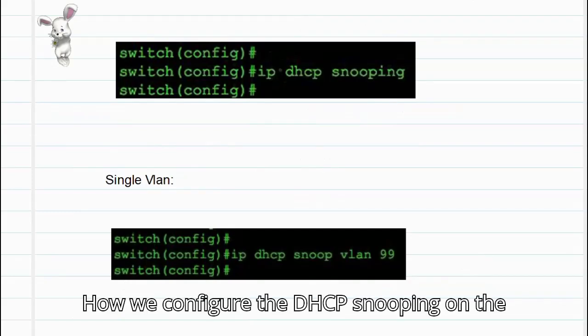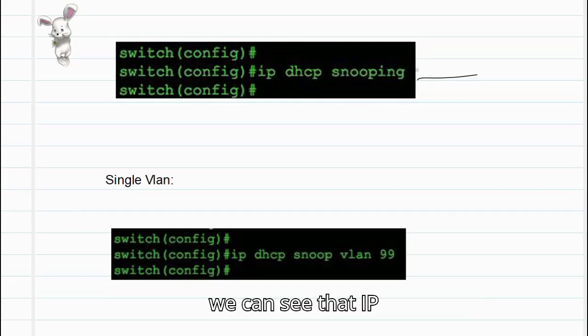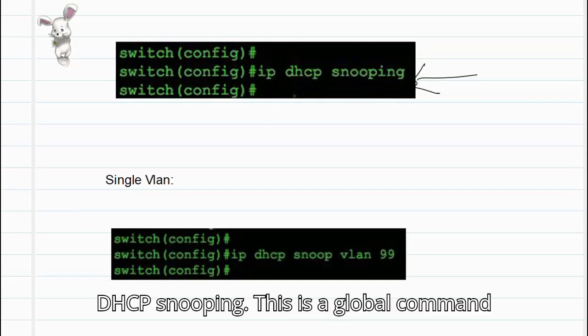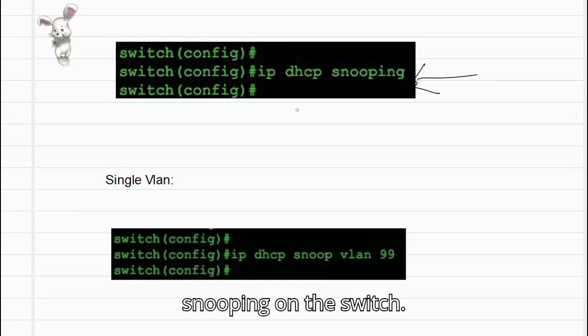How do we configure DHCP snooping on the switch? This is the global command. Here we can see ip dhcp snooping. This is a global command by which we can configure DHCP snooping on the switch.